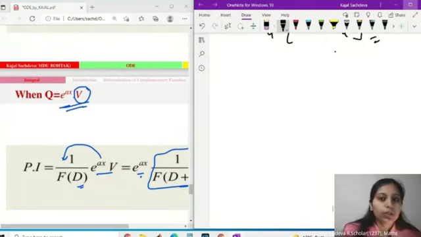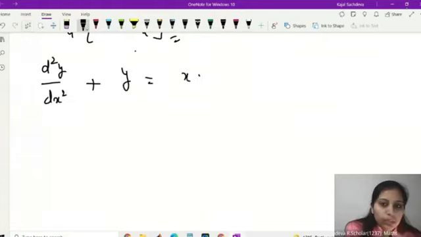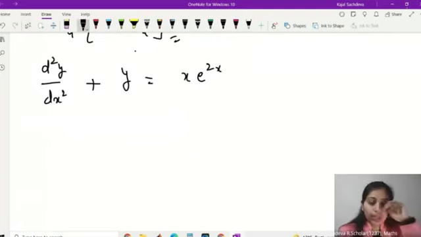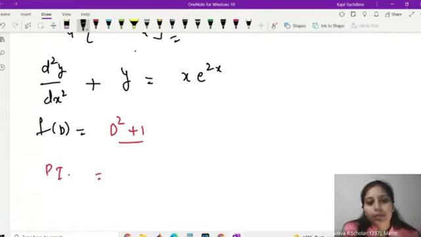We have a question based on this example. The question says d²y/dx² + y = x e^(2x). So this is the question, and we will first write the symbolic form as (D² + 1). Now the PI is given by 1/f(D), that is 1/(D² + 1) into x e^(2x).